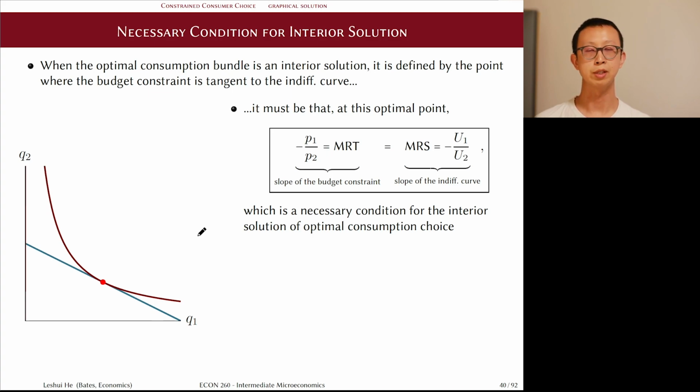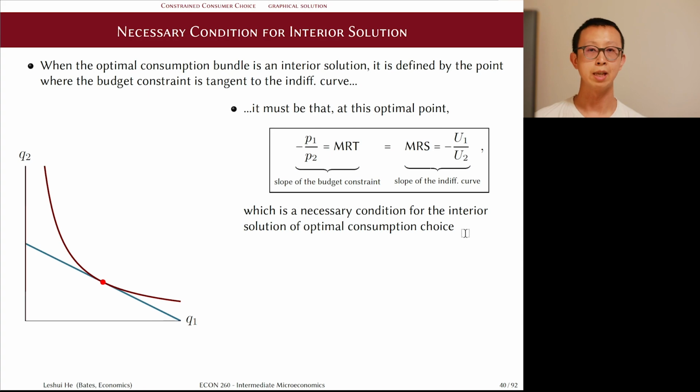Now, let's think about the basic geometry. If two curves are tangent to each other, then at the tangent point, it must be the case that the slope of one curve is equal to the slope of the other at this particular point. In fact, we have been preparing for exactly this moment. The slope of the budget constraint is the negative of the price ratio of the horizontal good and the vertical good. We call this object the MRT. And the slope of the indifference curve is the negative of the ratio between marginal utilities of the horizontal good and the vertical good. We call this object the MRS.